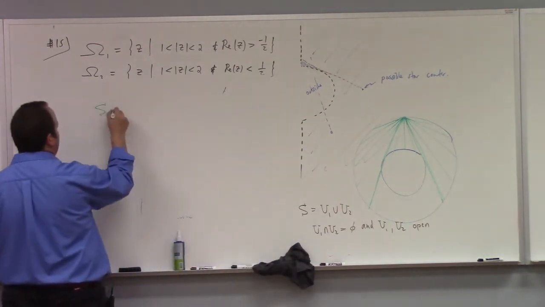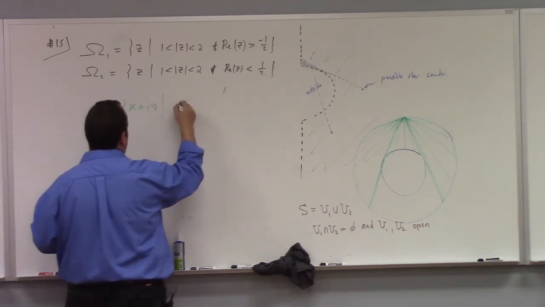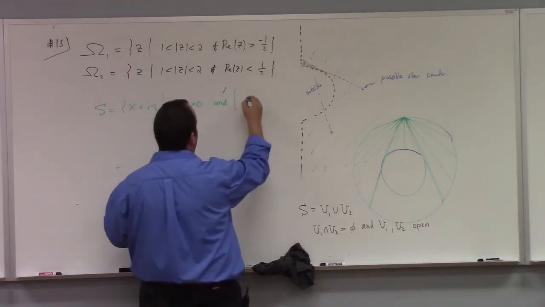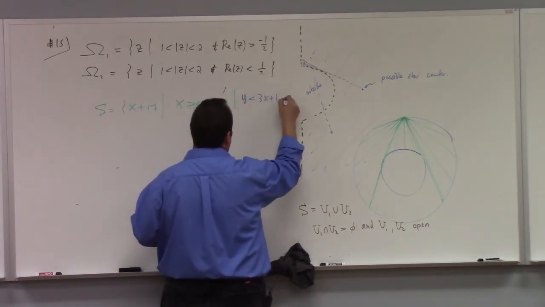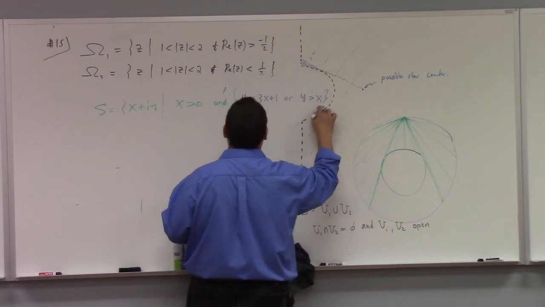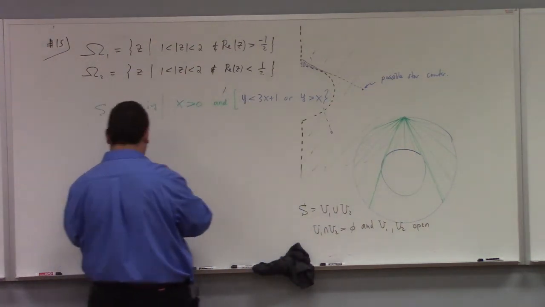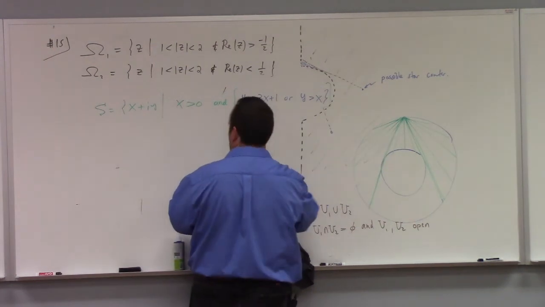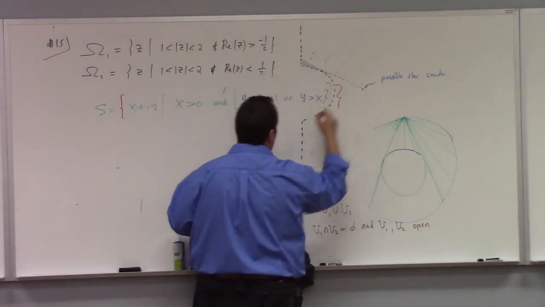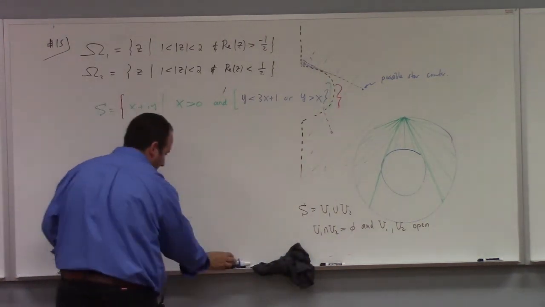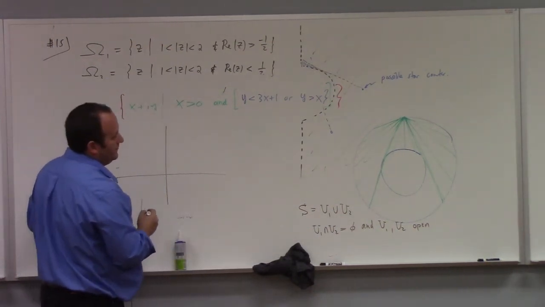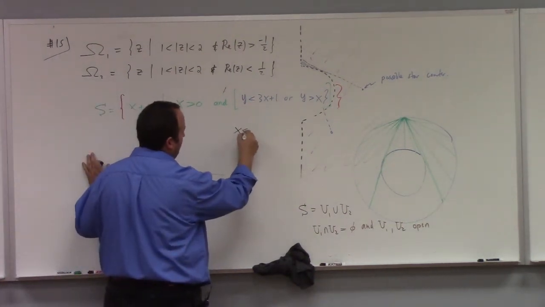If I had this set S, and it was x plus iy, such that x is greater than 0, and then in brackets, y is less than 3x plus 1, or y is greater than x. That would be a similar but uglier problem than the one that's given. So that would look something like y greater than x, or in other words, x is less than y, right?